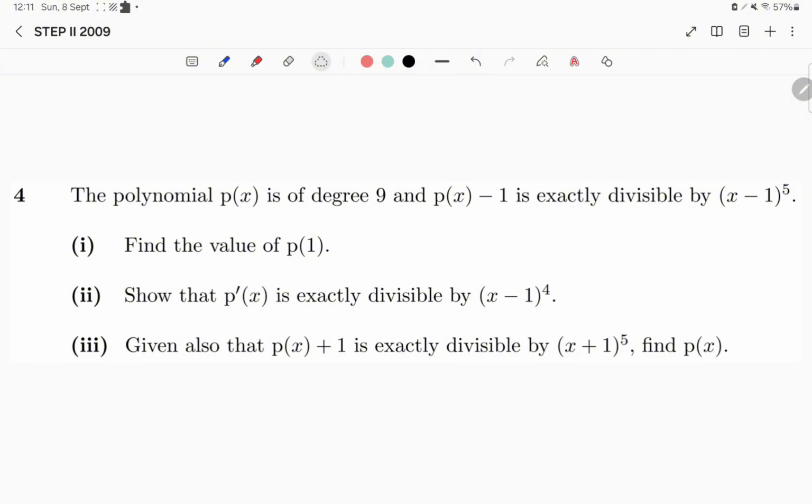Part 1. Find the value of p of 1. Part 2. Show that p prime of x is exactly divisible by (x minus 1)^4. Part 3. Given also that p of x plus 1 is exactly divisible by (x plus 1)^5, find p of x. Pause the video to have a think, and once you're ready, restart to see if you were correct.